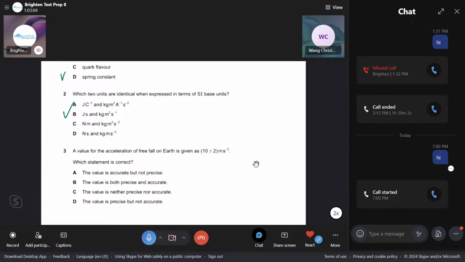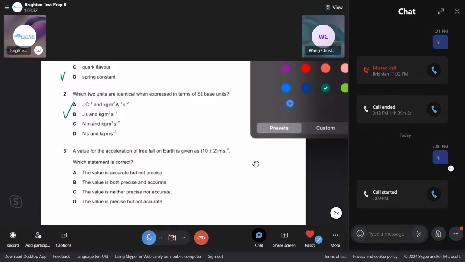In other words, what does accurate mean? Accurate means it's close to the real value. Yeah, it's kind of correct, within limits, so to speak, but close, like you say, close. So obviously we need to choose a statement which says it's accurate. So yeah, accurate but not precise. Yeah, exactly right. Because we know it's not precise.